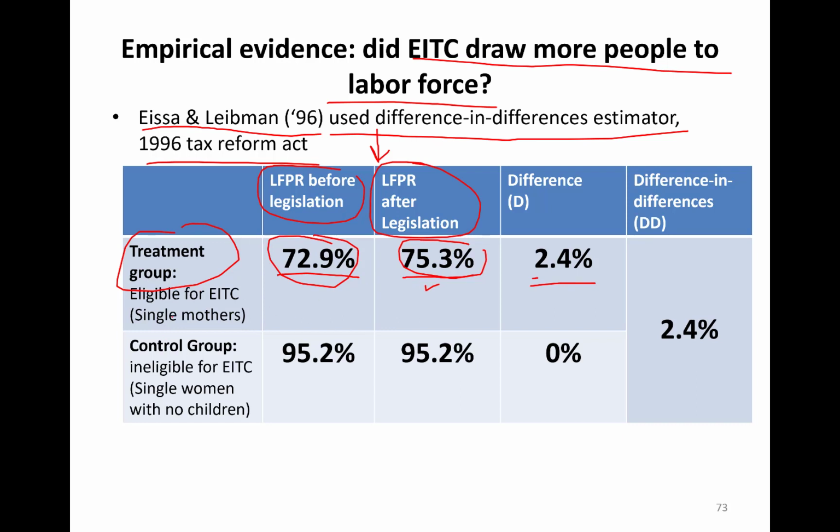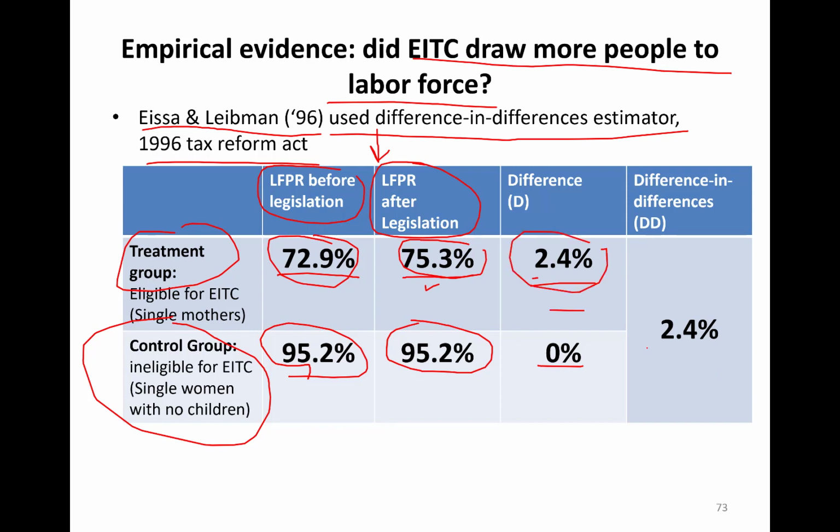What's the control group change? These are also single women. However, they have no children, okay? So they're not eligible for earned income tax credit. Look at this. When you don't have children, single women, in this time period, 95.2% participated before legislation. These groups were not affected. And actually, their labor force participation rate stayed the same. That means there have been no major economic changes affecting these groups, potentially. So after minus before, 0%. So the difference, treatment minus control, is 2.4%.